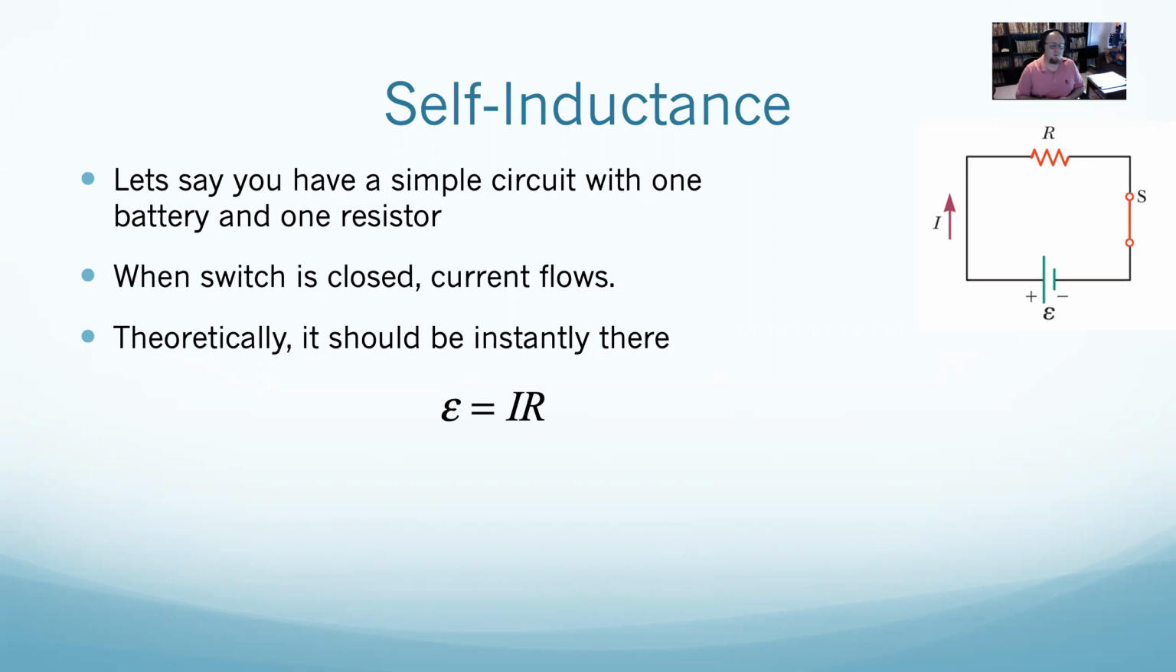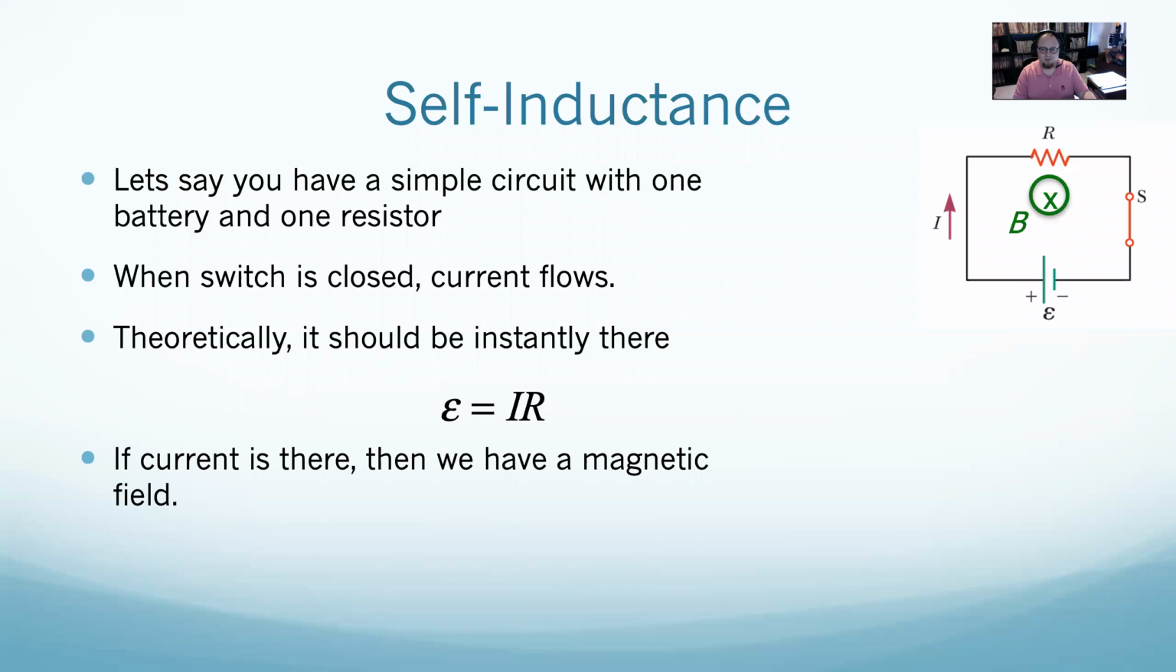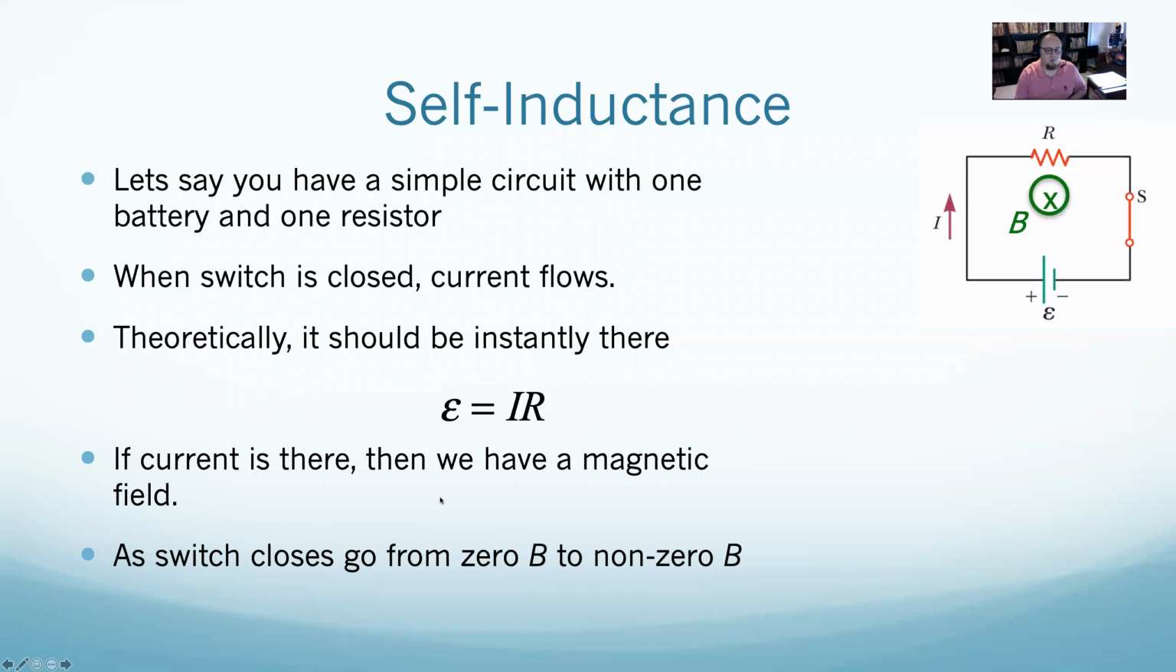But let's say we make this loop just like that. I'm suddenly going to have a loop of wire, and a loop of wire has a magnetic field. So when I close that switch, I go from having no magnetic field to, if I right-hand rule this, a magnetic field into the page. What I'm saying is that when I close that switch, I'm suddenly going to create a magnetic field, which, okay, that's fine, whatever.